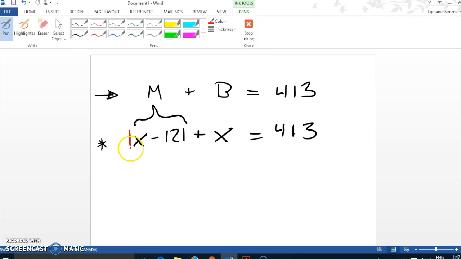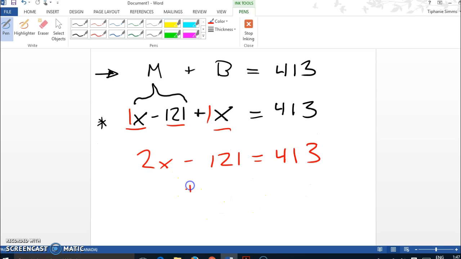And remember, we have 3 terms. 1 term, 2 terms, and 3 terms. We're just going to combine like terms here. We're just adding and subtracting. So 1x plus 1x is 2x minus 121. And that still equals 413. And now we're just going to do straight algebra from here on out.